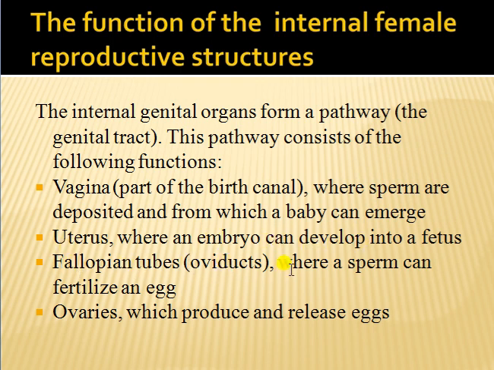Fallopian tubes, where the sperm can fertilize an egg. So the fallopian tubes are mainly for the fertilization process. The ovaries produce and release eggs.